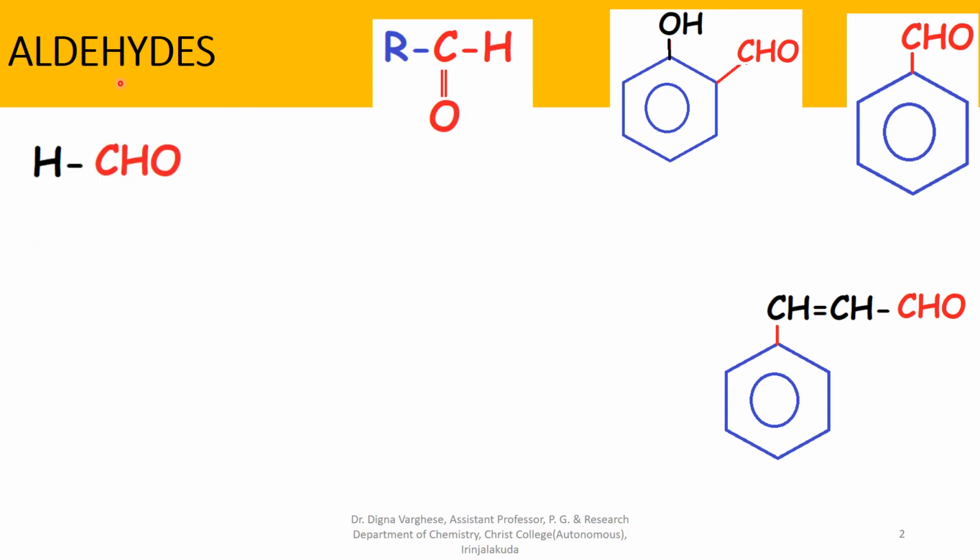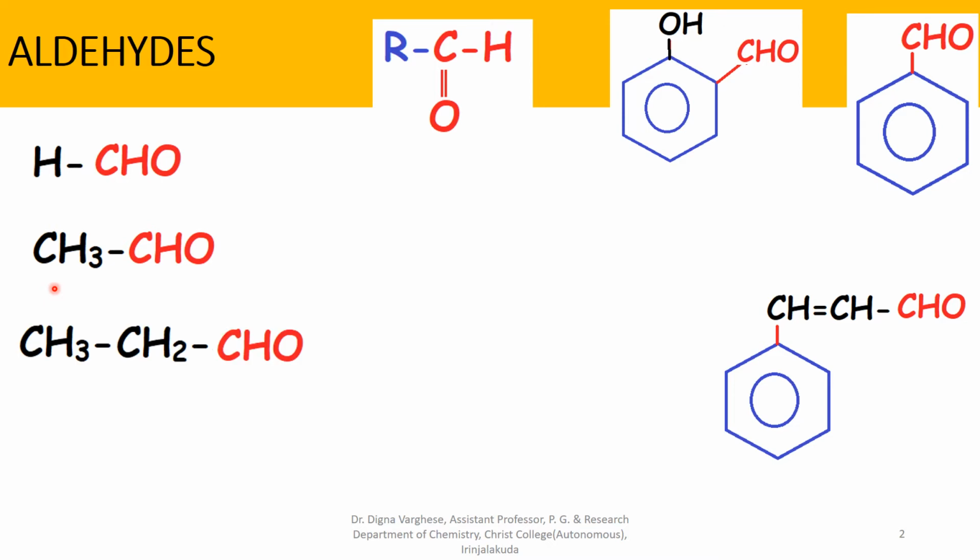Here you can see formaldehyde. Its IUPAC name is methanal because it contains only one carbon atom. Here you can see ethanal. It contains two carbon atoms, 1 and 2. Next, the higher homologue is propanal. It contains three carbon atoms, 1, 2, 3. Here you can see the four carbon containing aldehyde, that is butanal, 1, 2, 3, 4. So it is butanal.